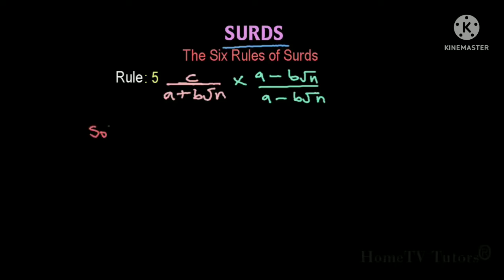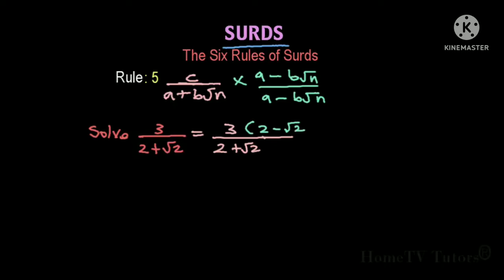So now solve 3 over 2 plus square root 2, alright, which is equal to 3 over 2 plus square root 2, to be multiplied by 2 minus square root 2, okay, then the denominator as well to be multiplied by 2 minus square root 2, alright.